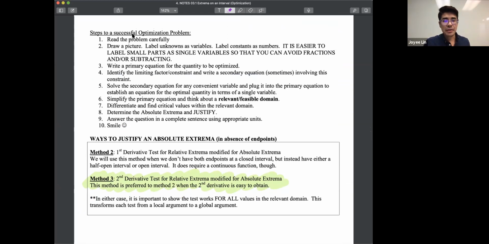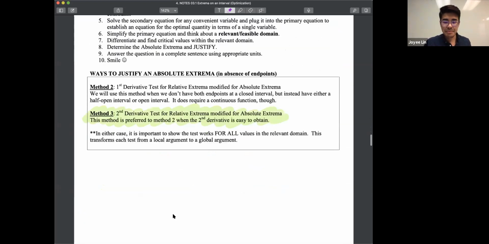I'm not going to read this whole thing to you, but do note that I have these notes here for setting up a successful optimization problem. And then there are also two other ways to justify absolute extrema. I picked three problems so we could see one of each way. Alrighty.